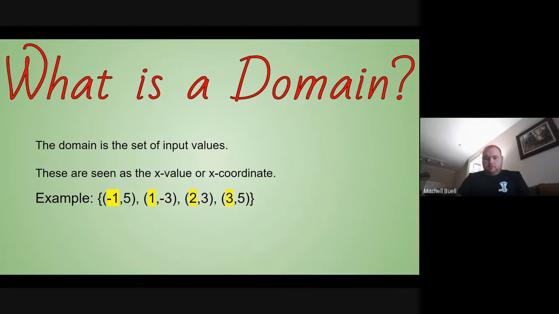So in the example below, where they have those fancy brackets, those are telling you that those 4 points are a set. So the first number in each of the ordered pairs is that x coordinate or that x value. Those will compose your domain.